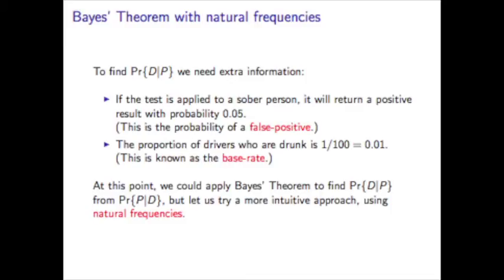We also need to know the proportion of drivers in the population who are drunk. This is known as the base rate proportion, and let's say that that proportion is 1 out of 100, or 0.01. Now we have enough information to apply Bayes' theorem. We could use that theorem to find the probability of D given P. But instead we're going to try a more intuitive approach using the technique of natural frequencies.